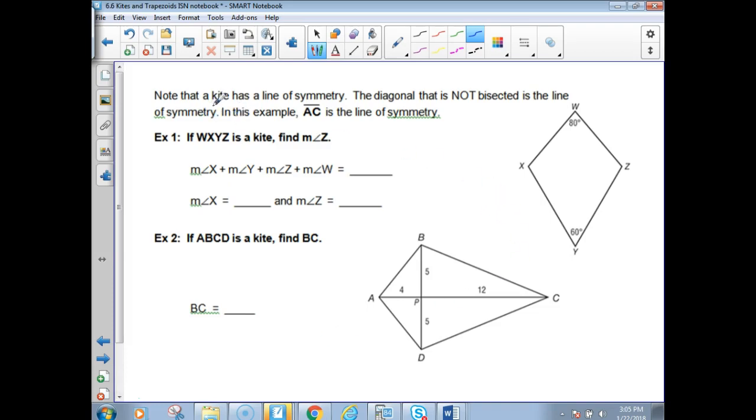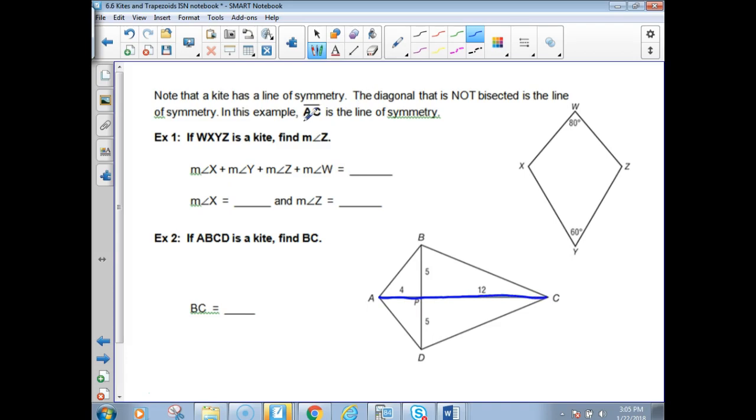Sorry about that. Note the kite has a line of symmetry. That's when I last drew. The diagonal that is not bisected is the line of symmetry. In this example, AC down here is a line of symmetry.